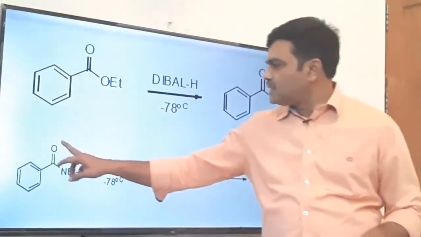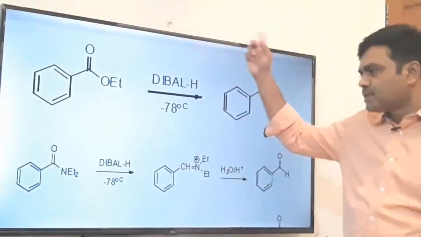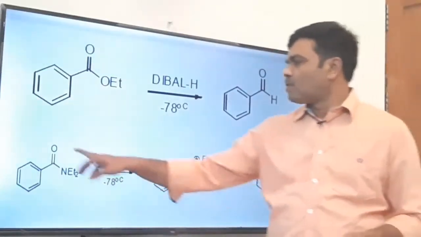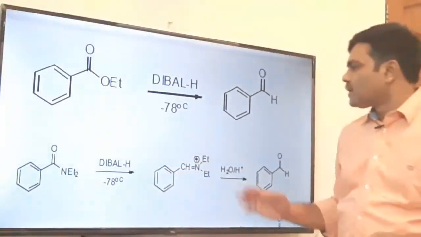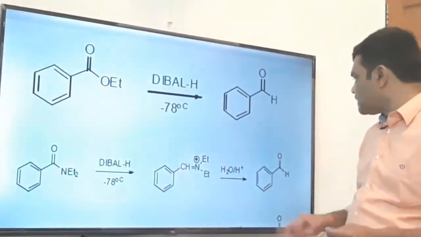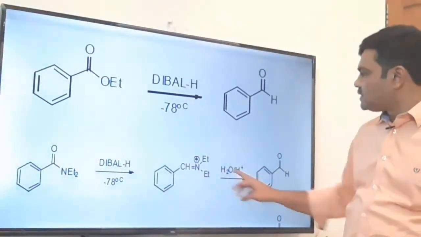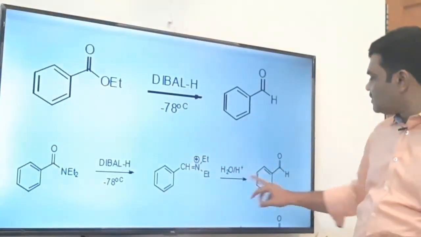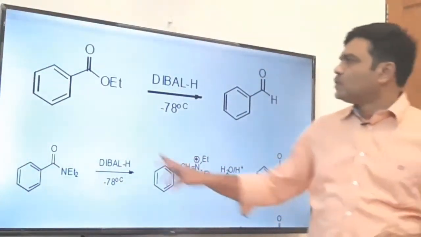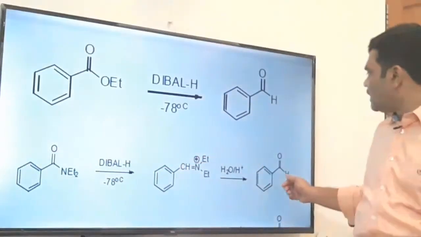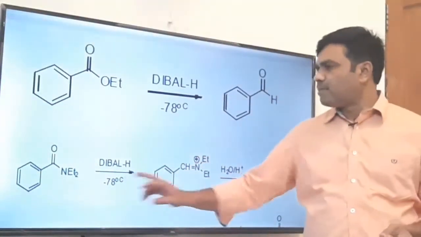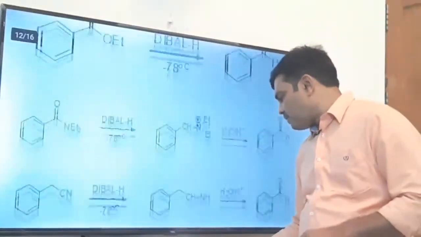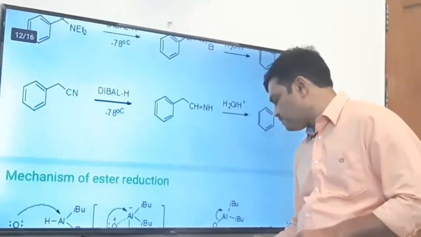Similarly, in case of this amide, at room temperature, we have discussed that the amine is obtained, that is C double bond O, N is converted to CH2N. But at minus 78 degrees Celsius, the product is this iminium ion, and the iminium ion on acid hydrolysis gets converted to aldehyde. So here ester as well as amide are converted to aldehyde at minus 78 degrees Celsius. That is the notable thing, particularly for this DIBAL-H.